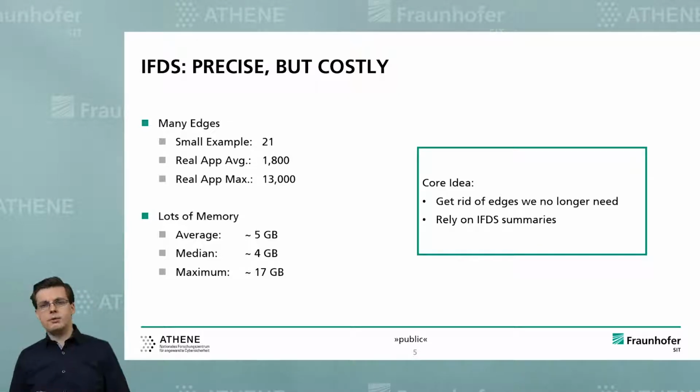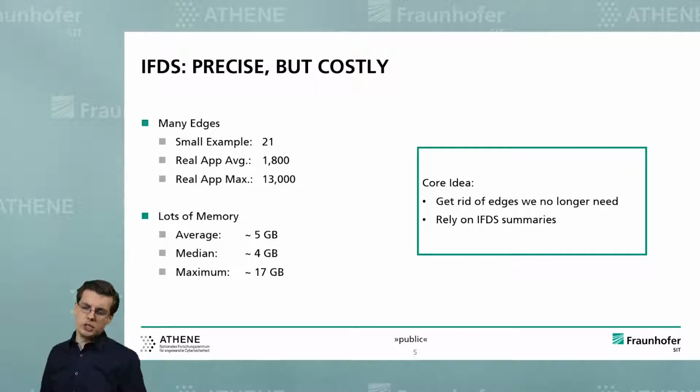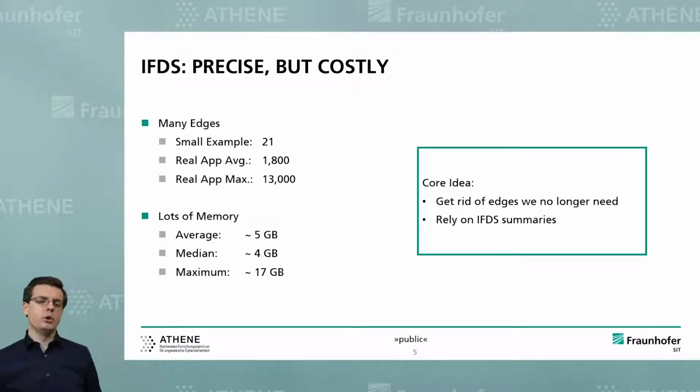The core idea of solving that memory problem is getting rid of edges we no longer need. So in the previous example, we showed that we accumulate more and more edges over time, and in the end, we have a path through the exploded supergraph. But we don't need that path. If we just know that we propagate to a sink statement, we can already say this is a leak. We don't need to revisit these edges anymore, and then we can delete them.